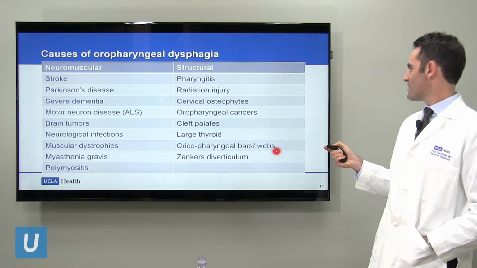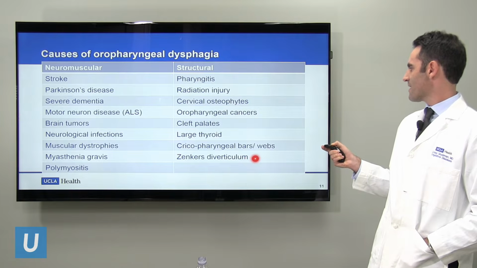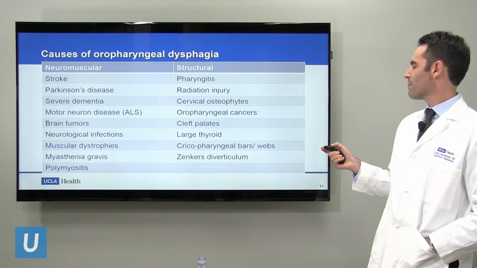A bar or a web is a narrowing that occurs in the very top part of the esophagus that can interfere with swallowing. And a Zenker diverticulum is a little pouch that can form in the top part of the esophagus and interfere with swallowing.